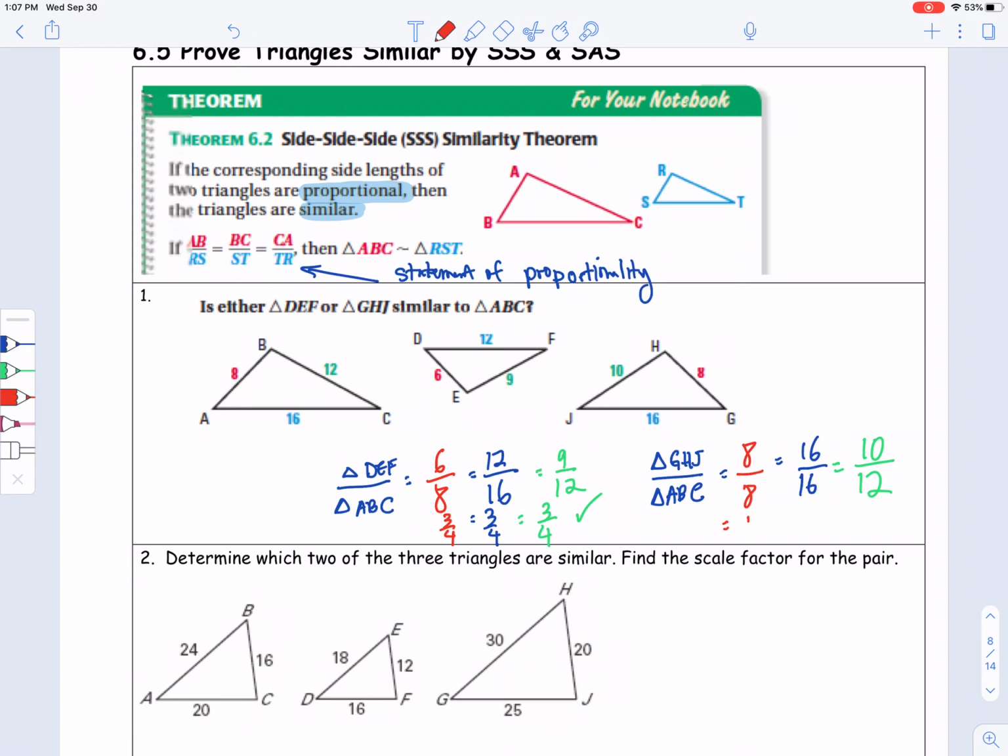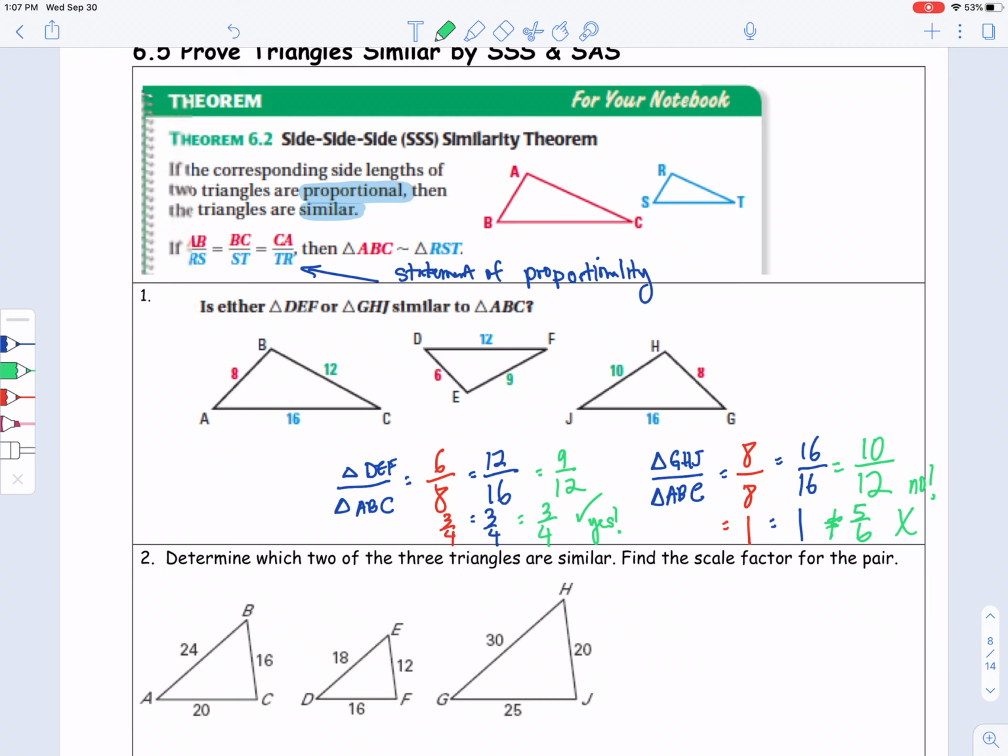8 over 8 gets you 1. 16 over 16 gets us 1. But 10 over 12 simplified gets us 5 over 6. You can see that one of the sides is not the same proportion as the other two. So this is not similar.